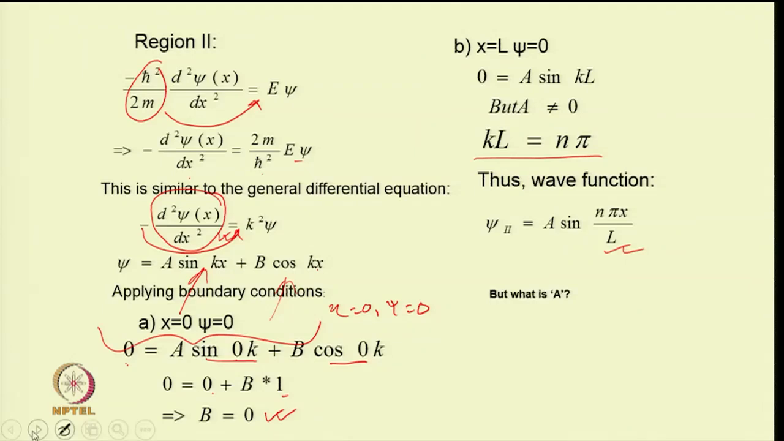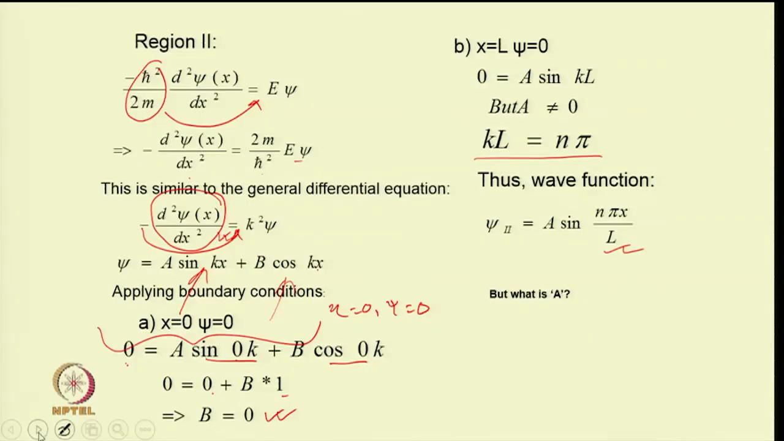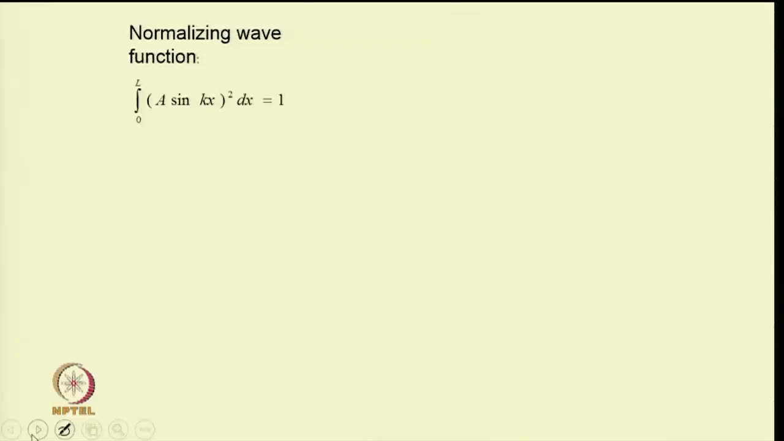But what is A? We have already calculated B, we know the value of k, now we need to know the value of A. Once we know that, everything is known and you know what the wave function will be. For that you need to do normalization. We know that in normalization, the integral of psi star psi dx between 0 and L should be 1, because somewhere in between your particle is present. So the probability of finding the particle in the box is 1.